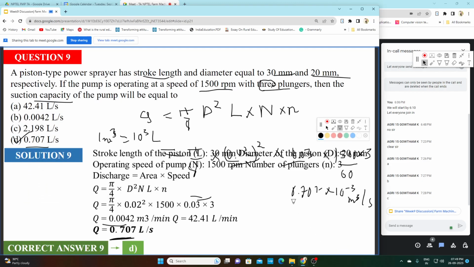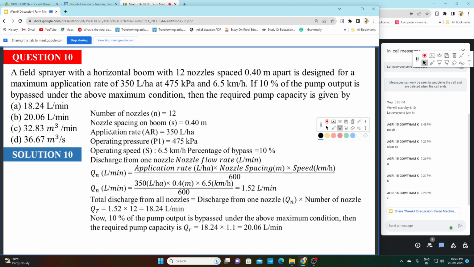Now let me move to the last question. A field sprayer with a horizontal boom, 12 nozzles. Number of nozzles is given, spacing is 0.40 meter, design for maximum application rate is also given, pressure is given, speed is given. If 10% of the pump output is bypassed under the above condition, then required pump capacity. Very simple. What you have to do?